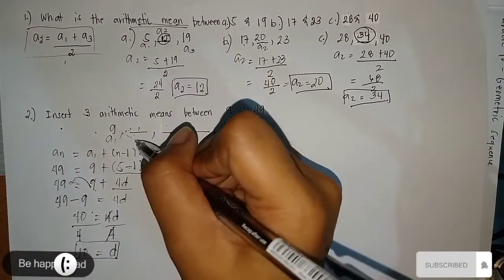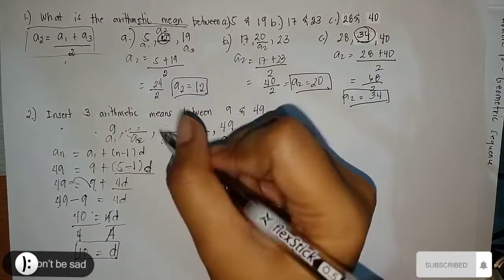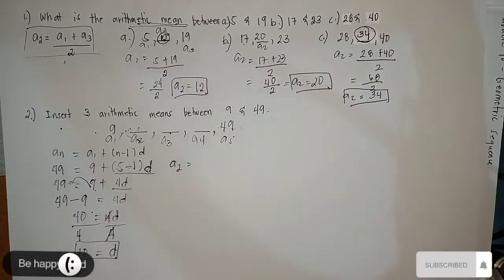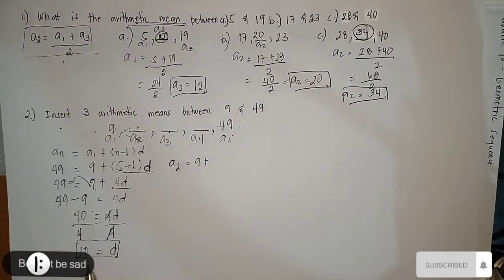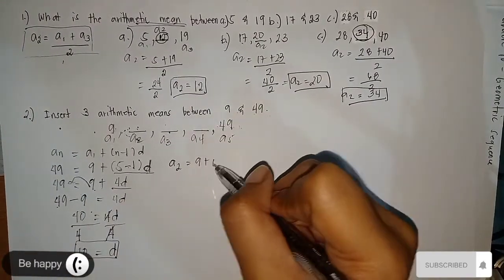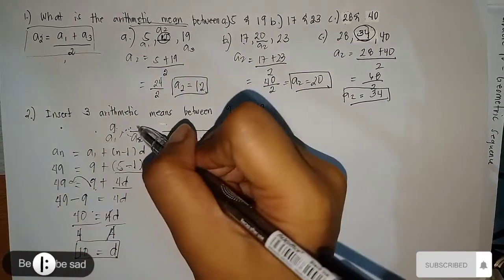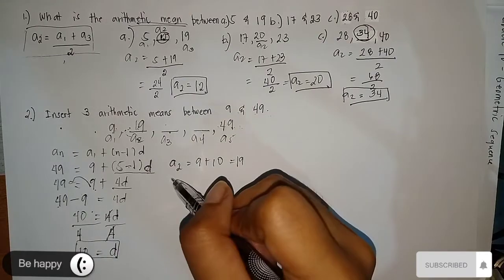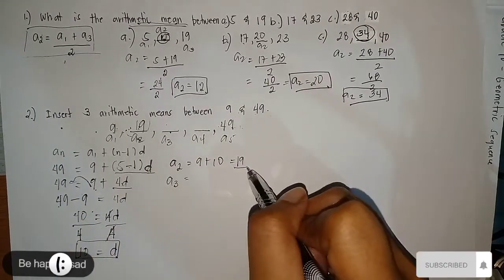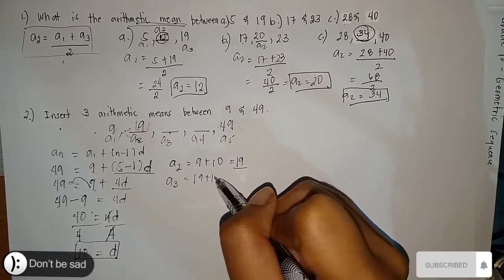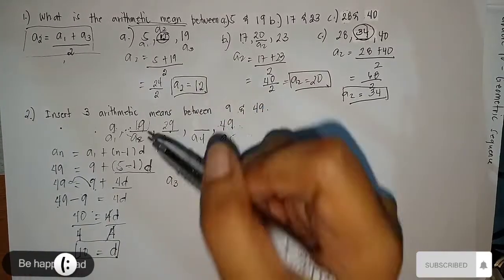So, we have a sub 2, a sub 3, a sub 4. So, our a sub 2 is equal to 9 plus the common difference. Palaging ganun lang. Is equal to, of course, 19. And then, our a sub 3, yun namang 19 ang gagamitin natin. 19 plus 10, that is 29. Therefore, this is 29.